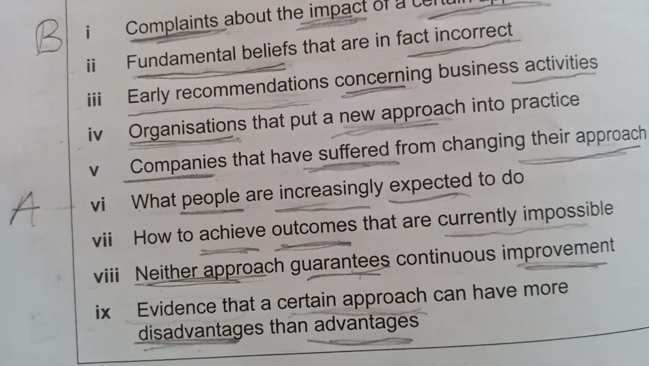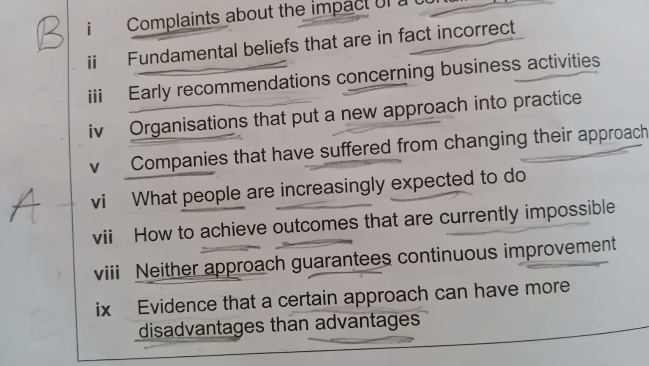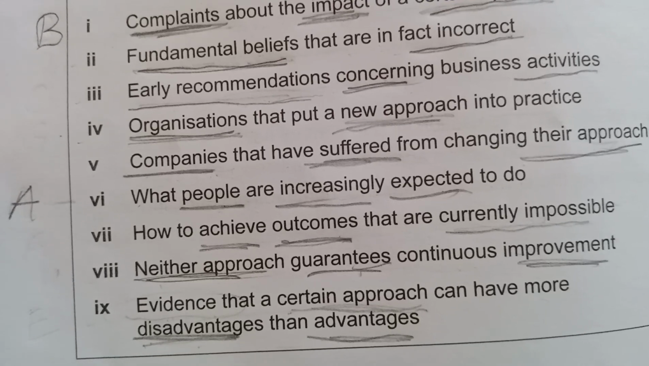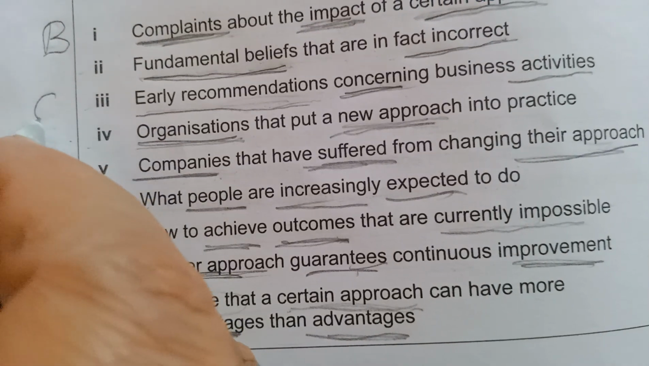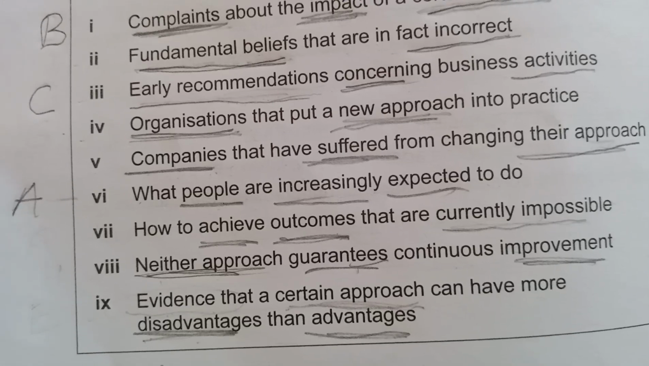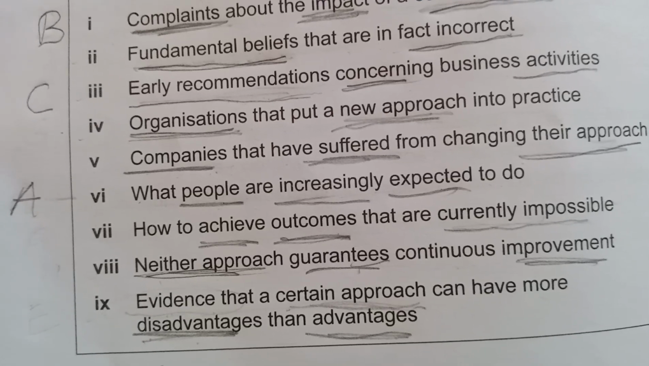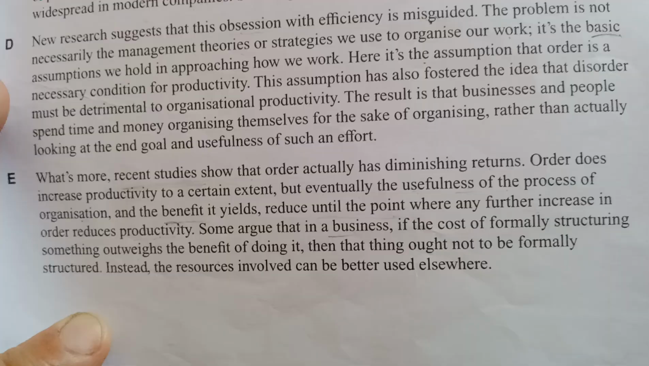Now you can clearly see statement number 3, early recommendations concerning business activities. So this is the answer for C. Early recommendations. Early means past 20th century. Principles here means recommendation. Efficiency brings means improvements.